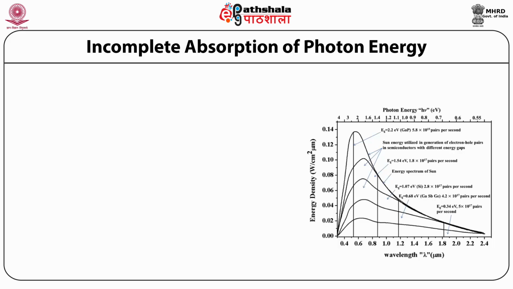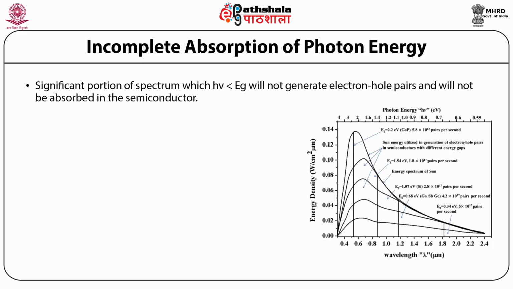Incomplete absorption of photon energy. It can be seen from the solar irradiance curve, which is shown on the right hand side, that there is a significant portion of the spectrum which has photon energy smaller than the band gap of the semiconductor material, that is h nu is less than Eg, and thus this portion will not generate electron hole pairs and will not be absorbed in the semiconductor.